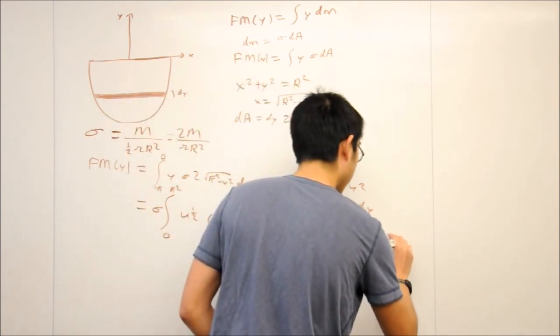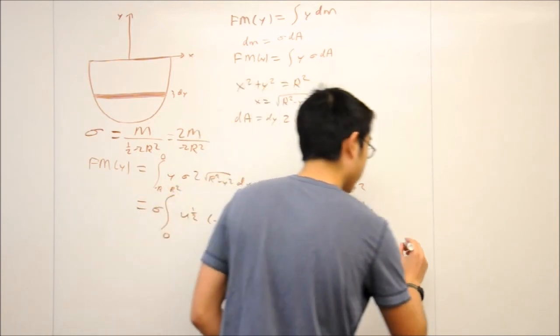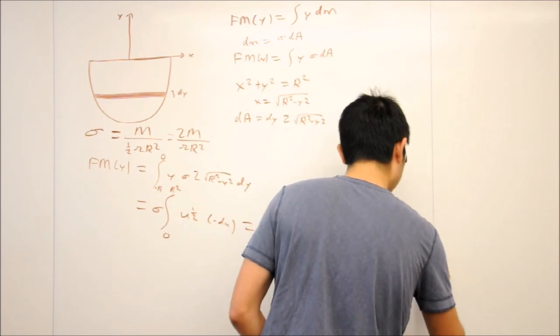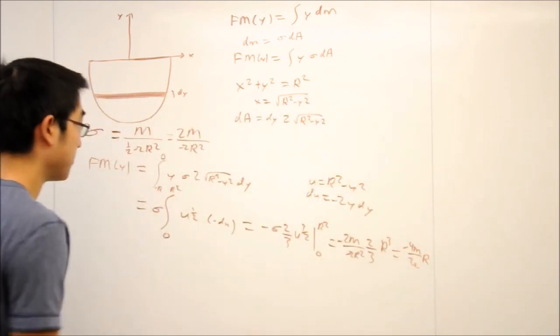We get R to the 3rd. So that all simplifies down to negative 4 big M over 3 pi big R. So that's the first moment.